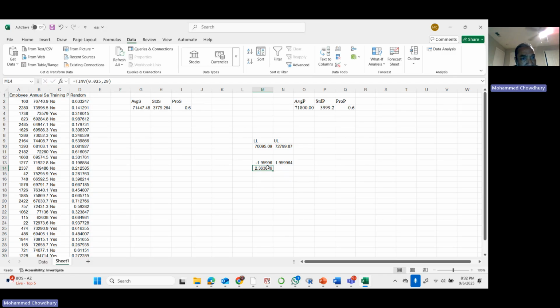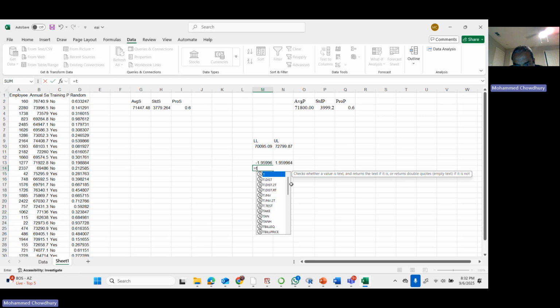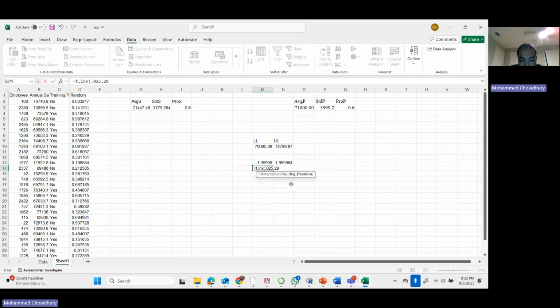So let me see, T.INV 0.025. I forgot to put the dot inf, and then I have to put here 0.025 and 29, and you will see this is the value. This is the lower limit, and that is the upper limit. T.INV, and then I put here probability 0.975 and then 0, comma, 29, and then you will see this is the lower limit and upper limit of the t-values.